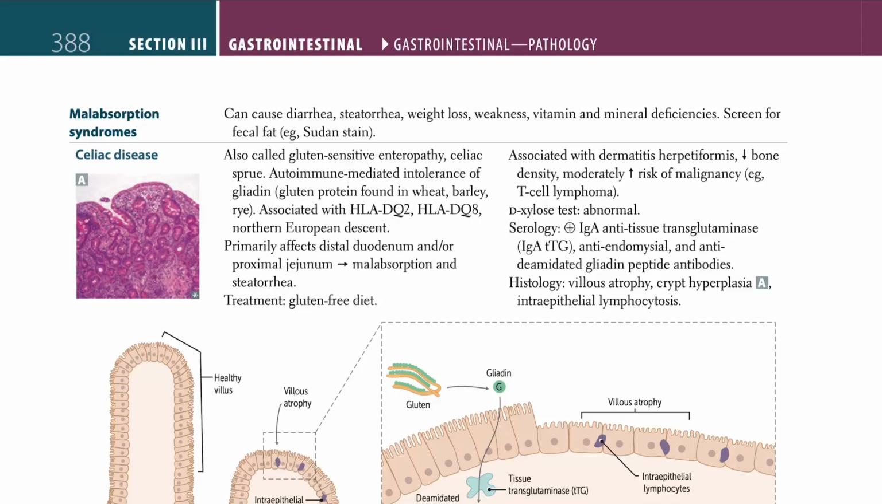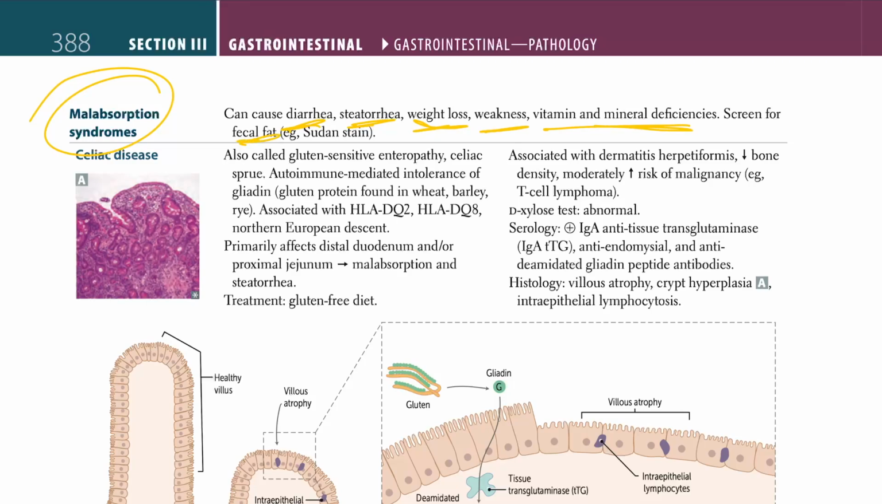Let's start with malabsorption syndromes. Malabsorption syndromes can all cause diarrhea, steatorrhea, weight loss, weakness, and vitamin and mineral deficiencies. Screen for fecal fat, which is a Sudan stain.